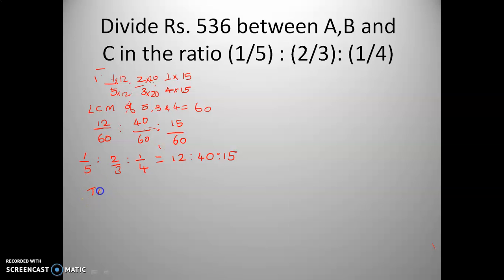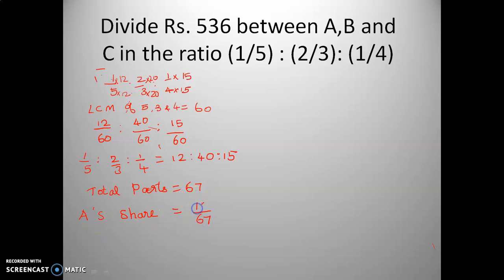So for that I have to find total parts now. What is the total parts? Add it: 40 plus 12 plus 15. If you add, what will you get? 67. Okay. Now how will you find A's share? I have to find A's share. How will you find? First write it in fraction. Out of 67, how many parts should A get?